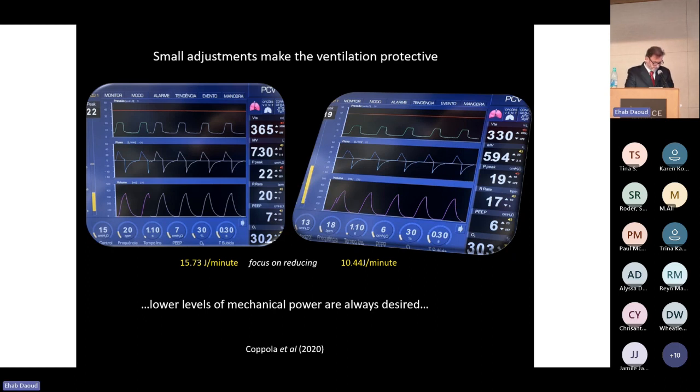In this case, the peak pressure was adjusted from 22 to 19 by reducing the inspiratory pressure from 15 to 13, and PEEP was reduced from 7 to 6 centimeters of water, in addition to the respiratory rate from 20 to 18 per minute, and mechanical power was reduced from 15.73 joules per minute to 10.44.